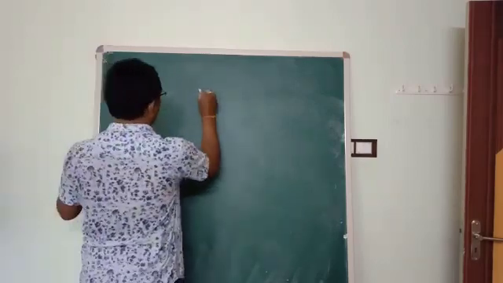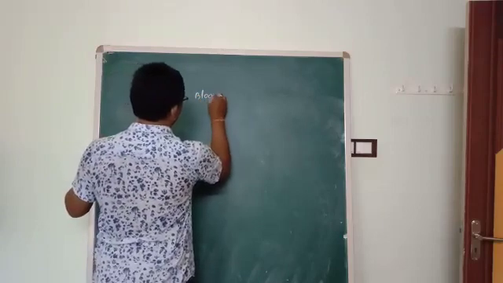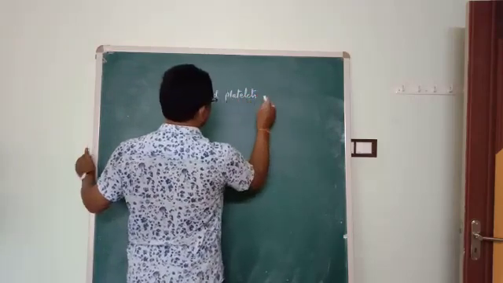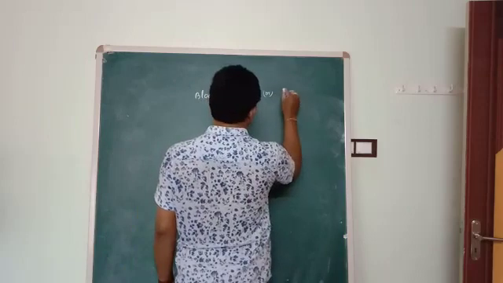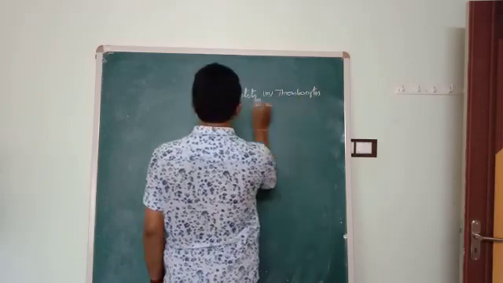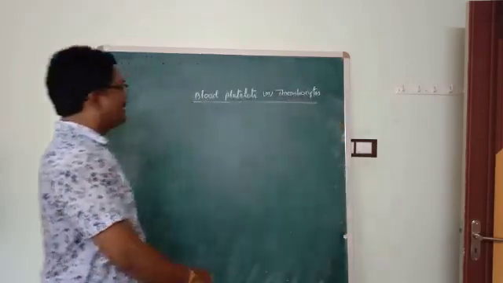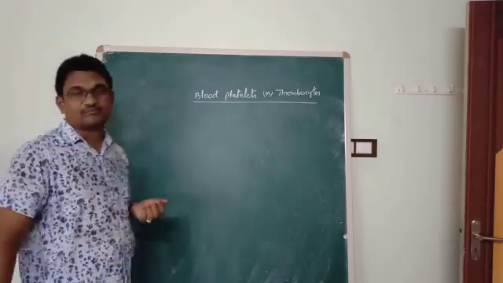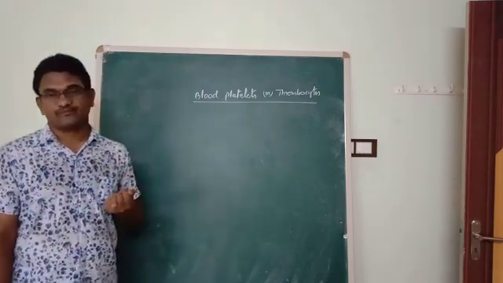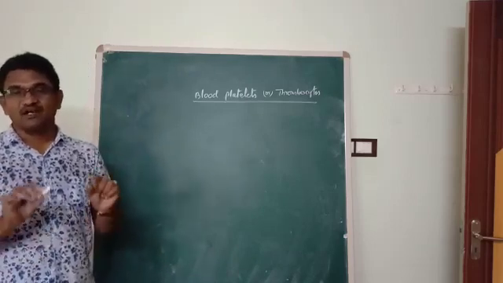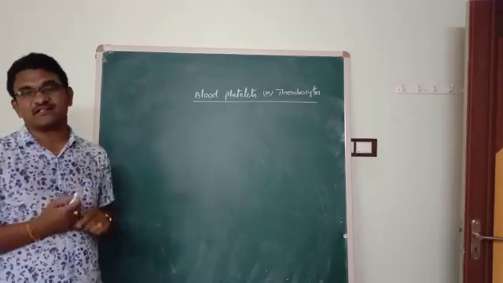Next, blood platelets. These are also called thrombocytes. These blood platelets are also formed from red bone marrow. These are not cells, but they are cell fragments. Means they are bits of some other cells.